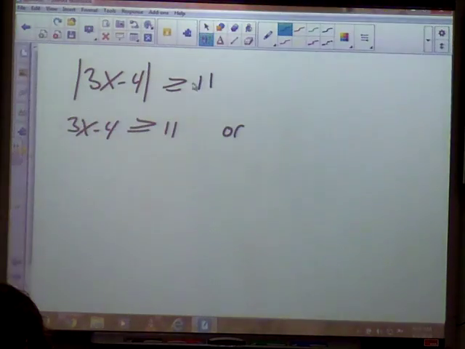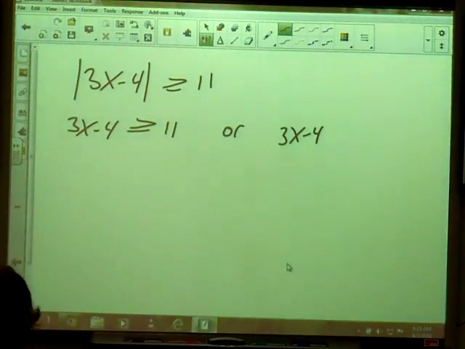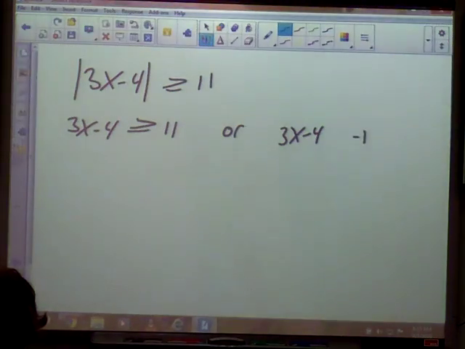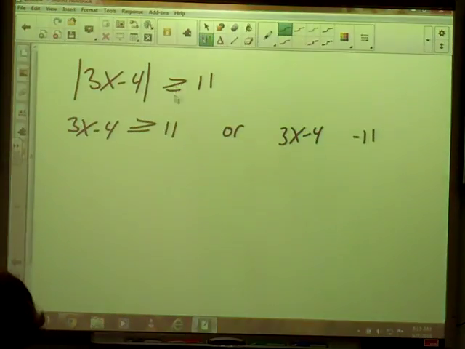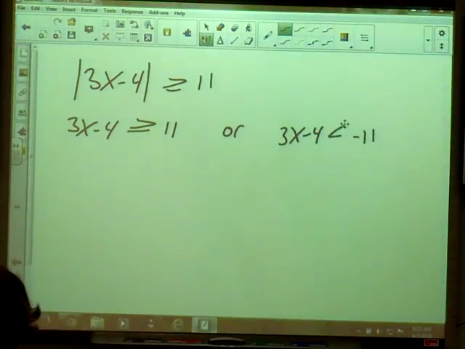Now to get my second problem, I drop those bars. When it was an equal sign, we just made everything on the other side the opposite. We're still going to do that. That's still going to be a negative 11. But when it's an inequality sign, we also have to flip the sign.